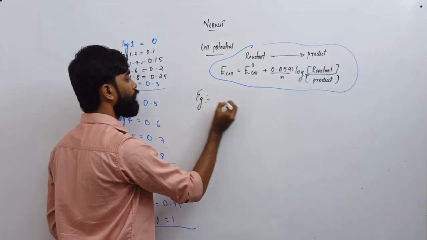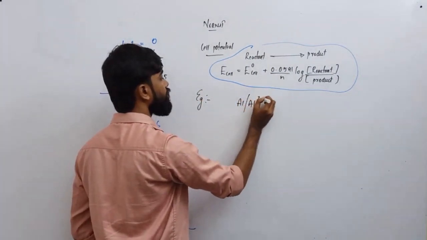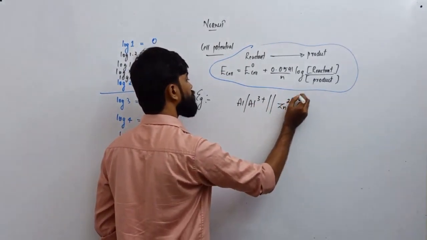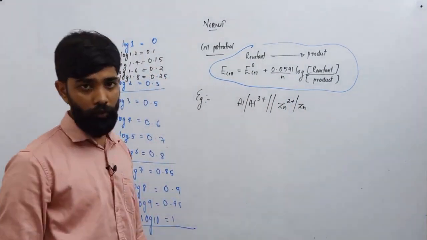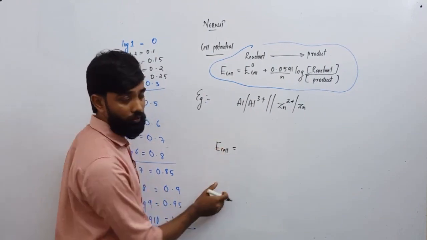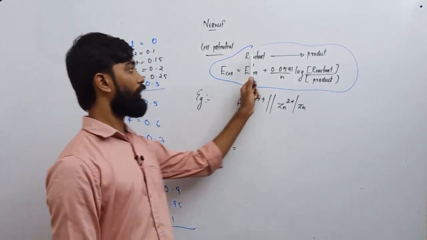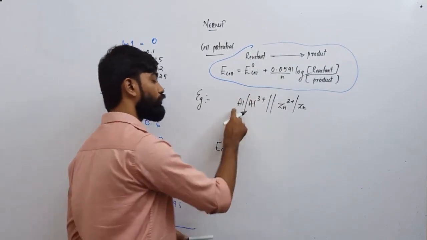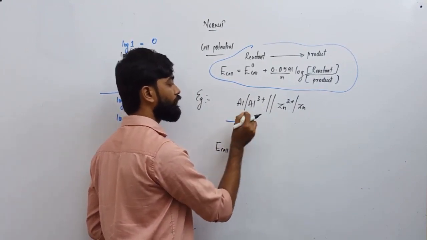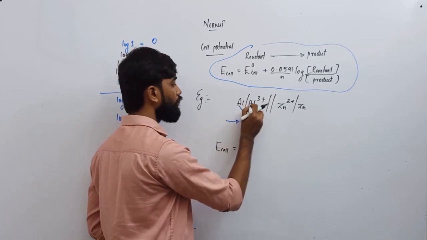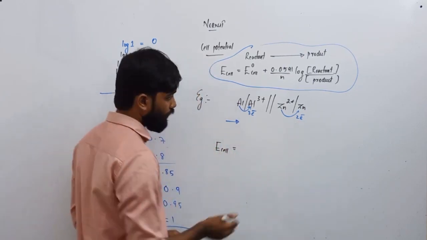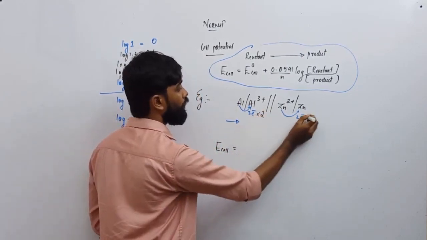And how can we show one example? Listen here. If I have a cell representation Al, Al3 plus, which gives Zn2 plus, Zn. This is a galvanic cell. How can I write the expression for cell potential? First of all, you have to identify which is reactant and which is product. For that, you have to show the reaction. For writing the reaction, we already know how it can be done. Here the dropping of 3 electrons, here the gaining of 2 electrons. So it is not equal right now, so you have to multiply 2 here and 3 here.